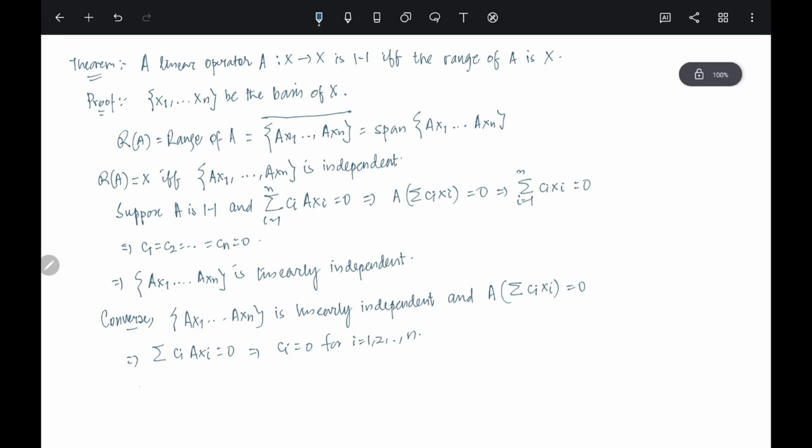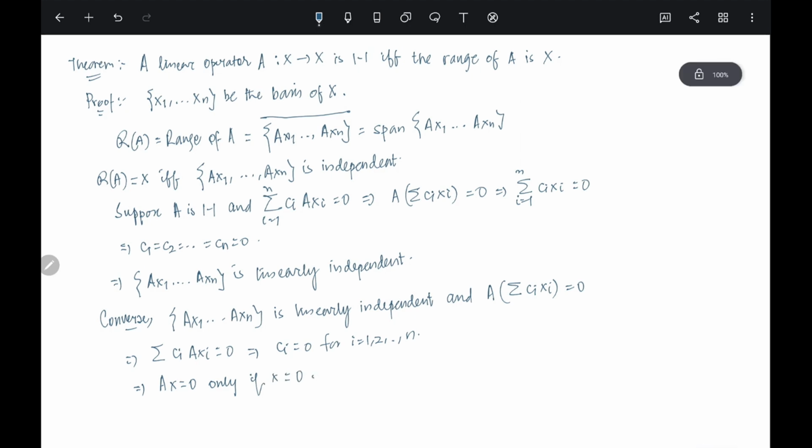So this will imply that A of x equals 0 only if x equals 0. Now, let's say that A of x equals A of y.